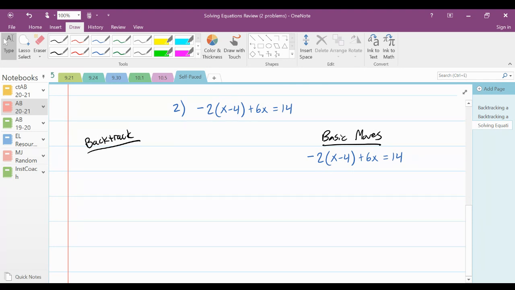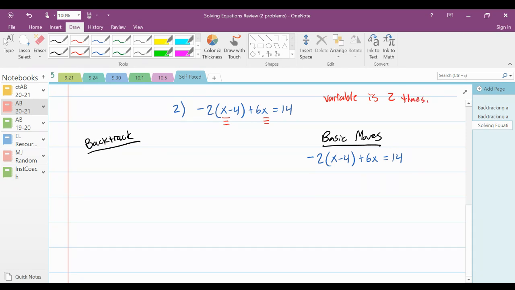As I look at this equation, the funny thing I see is this variable shows up twice, which means that I can't really backtrack it that easily. If I were to start with x right now, is the first thing subtracting 4, or is it multiplying by 6? And where are those going to combine? So I'm not able to backtrack yet. The first thing we want to do is simplify this left side and combine our like terms. This will help me to backtrack or solve with basic moves.